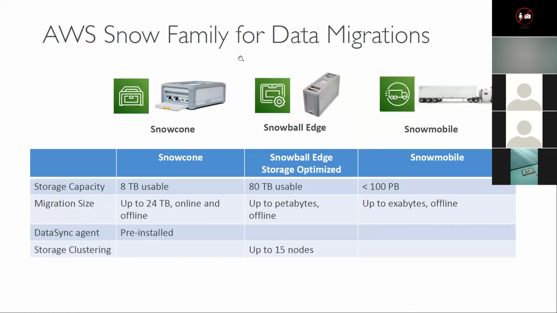Okay? So this is the Snow family. Snow Cone, 8 terabytes. Remember this for the exam, it will come out. Snowball Edge, 80 terabytes. Snowmobile, 100 petabytes. Okay, big. So just remember: Snow Cone is small, Snowball is medium, Snowmobile is large. Small, medium, large. 8, 80, 100.